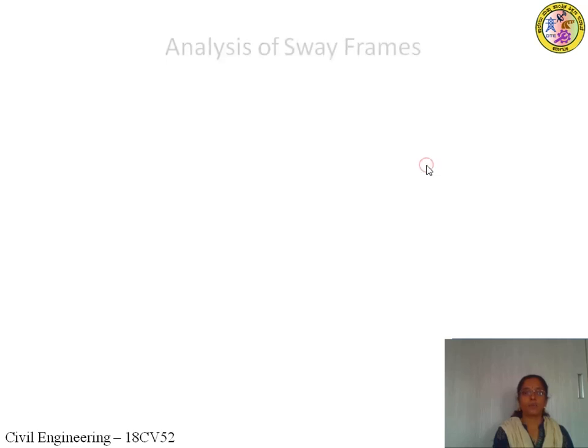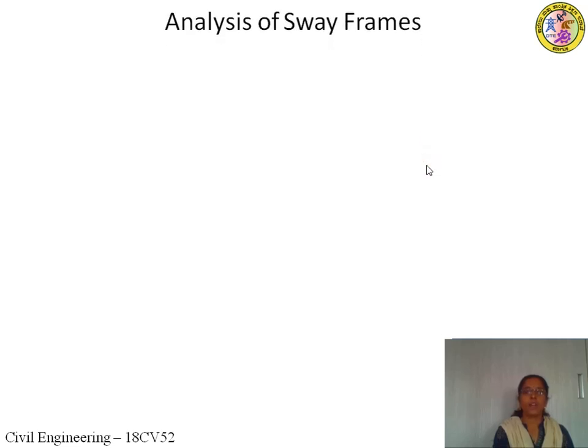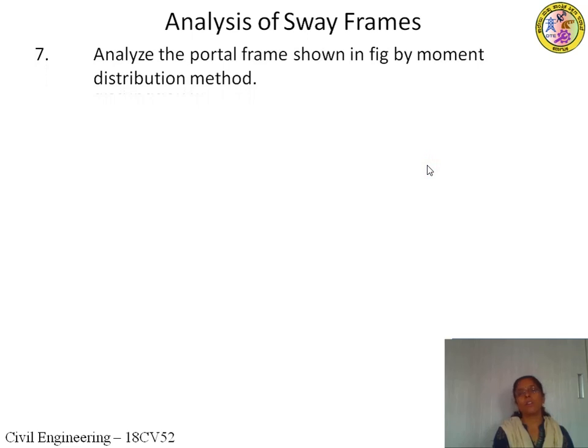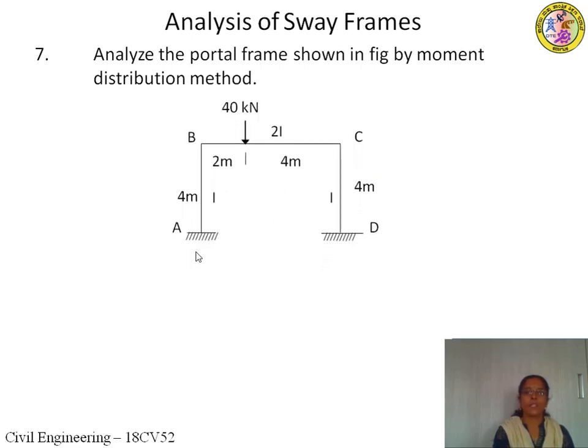So next, we will go for a numerical problem on this sway frame. Okay, so let us analyze a portal frame shown in the figure. ABCD is the portal frame subjected to a point load of 40 kilonewton. So the given frame is symmetrical in the outline, that means geometry as well as boundary conditions, and the column cross sections are both I only.